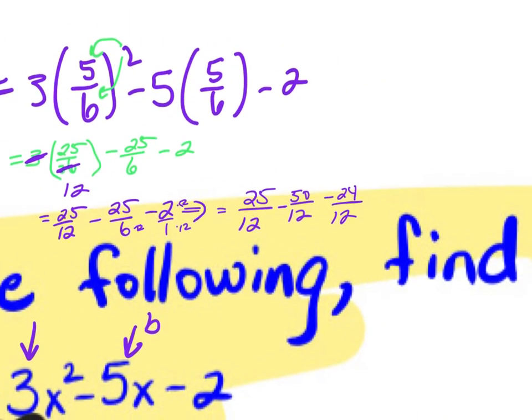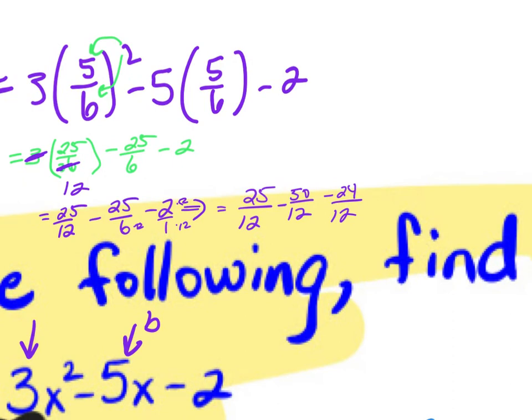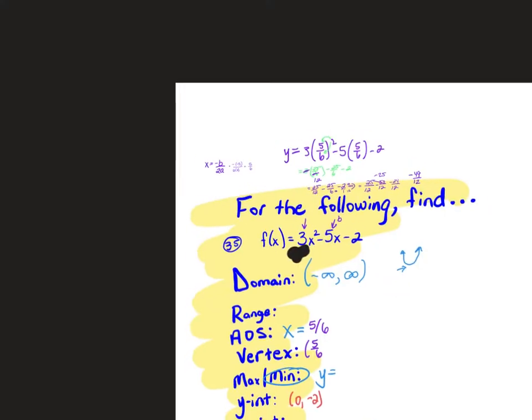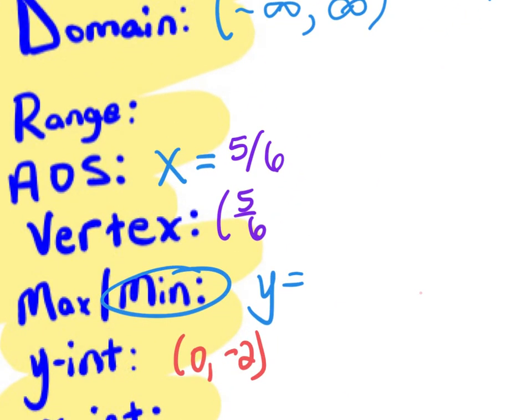So now, again with simplifying, 25 minus 50 is negative 25, minus 24 gives me negative 49 over 12. That is the y part of my vertex. It's at negative 49 over 12, okay? That's also the minimum value at y equals negative 49 over 12.